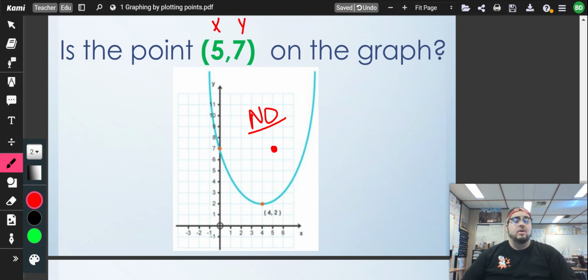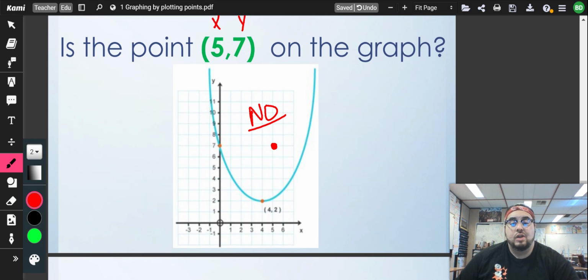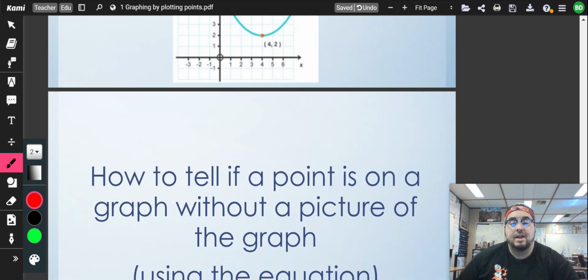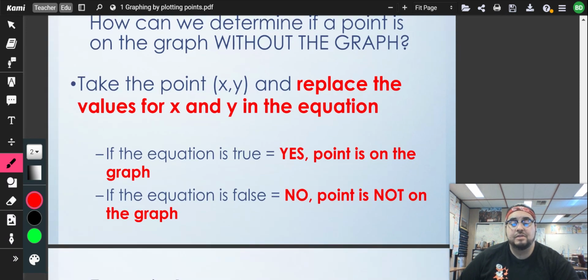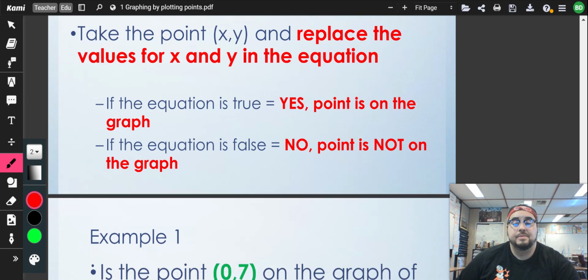Now, when you're not given a picture of a graph, this is a little more complicated, but it's really not too bad. It relies on our ability to plug in values for x and y. If you are not given a graph, you're just given the equation, you're going to simply plug in values for x and y. When you plug those values in, if the equation makes sense, if it's true, then yes, the point's on the graph. If the equation does not make sense, it's false, and the point is not on the graph. So let's look at a couple examples.